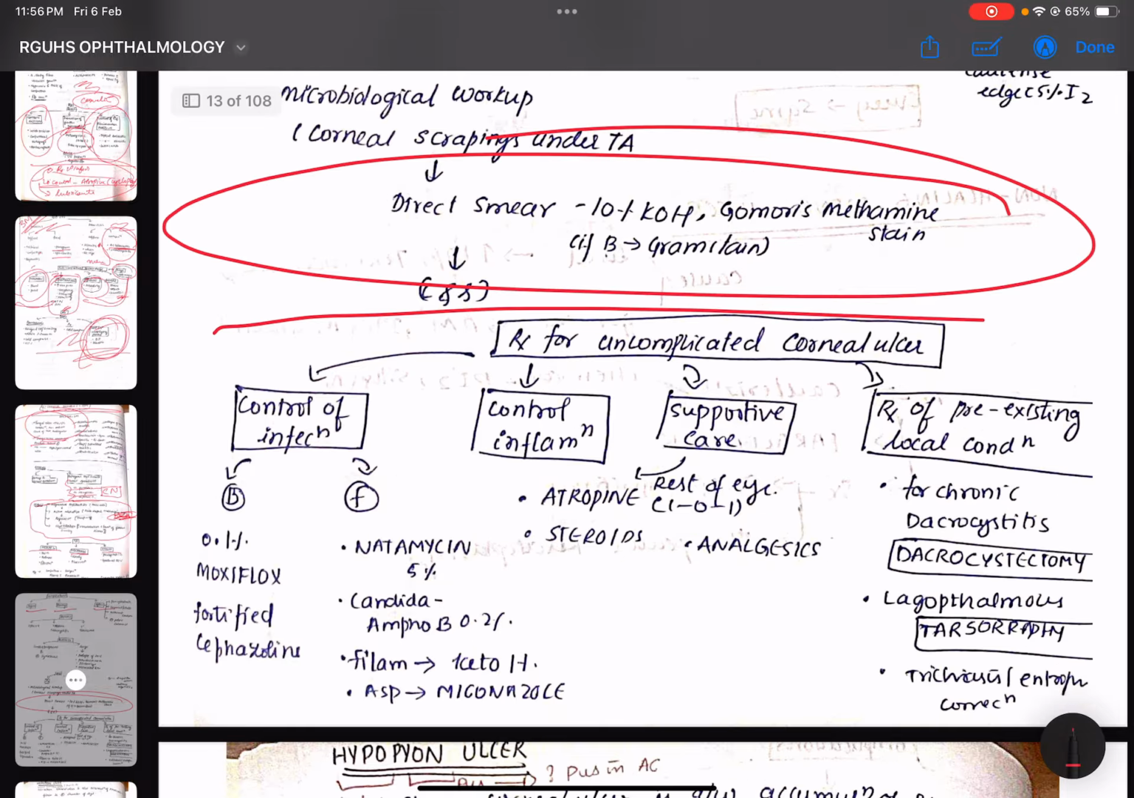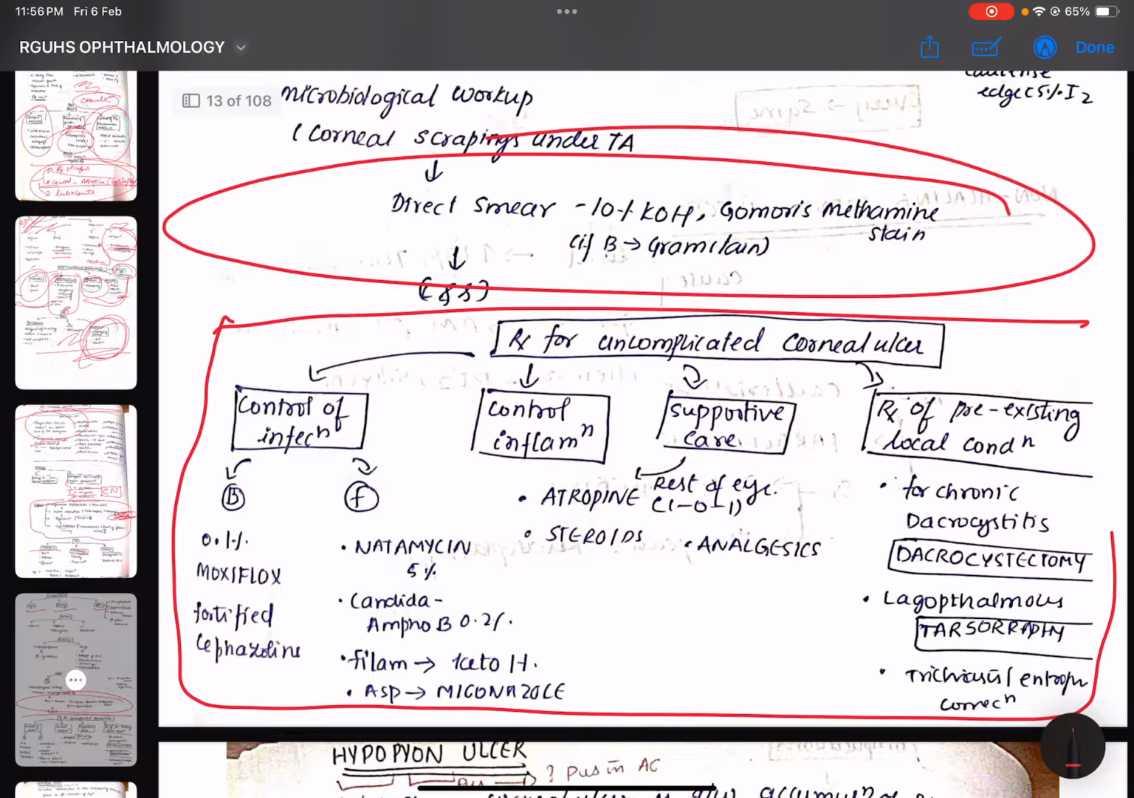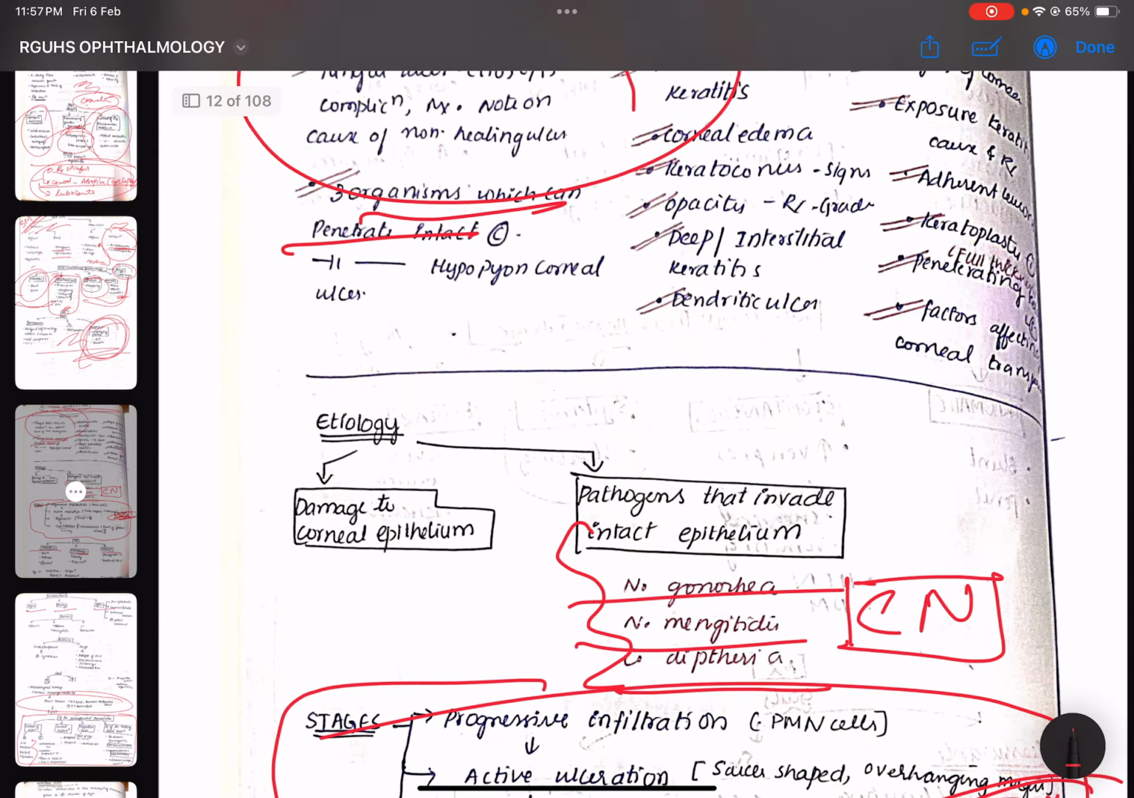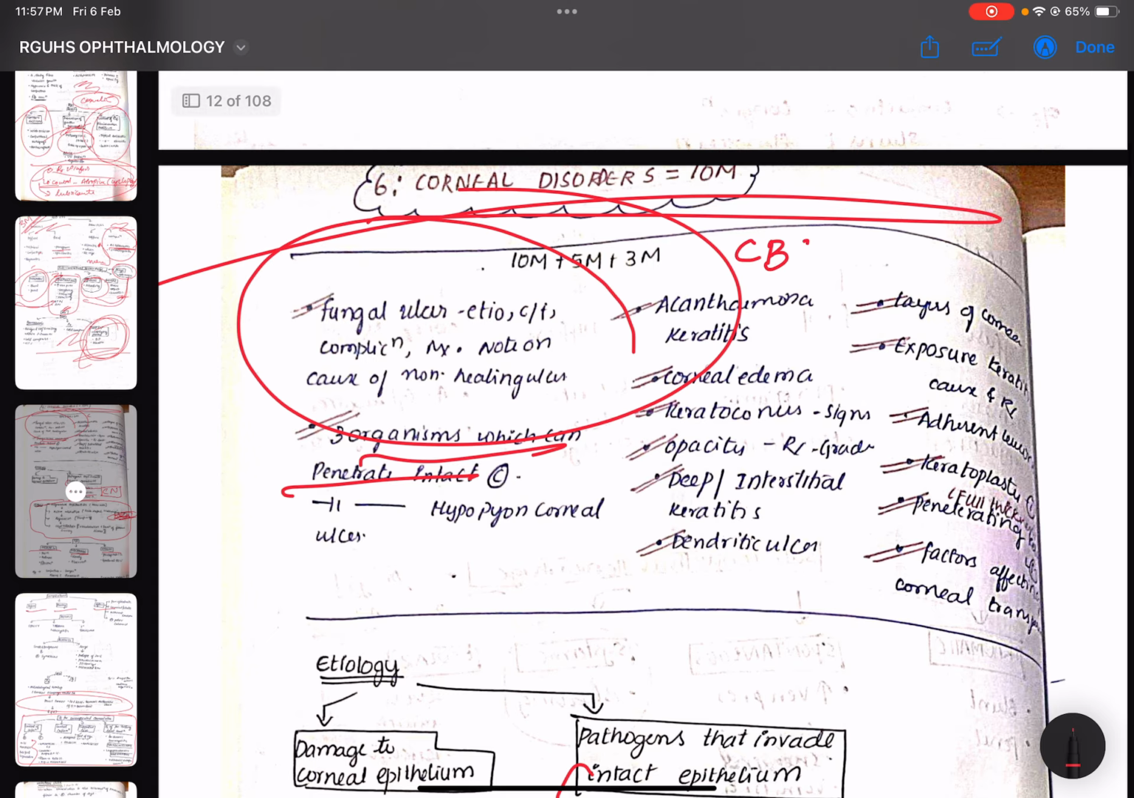Again, how will you treat uncomplicated? So what is a complicated? That means it's already under a surgical thing. Okay, but if it's an uncomplicated thing, obviously you have to treat the infection, and it's a fungal. Please, this bacterial and fungal I have clubbed together because they will mostly ask you bacteria. So a CBQ can be asked. So how will a CBQ go?